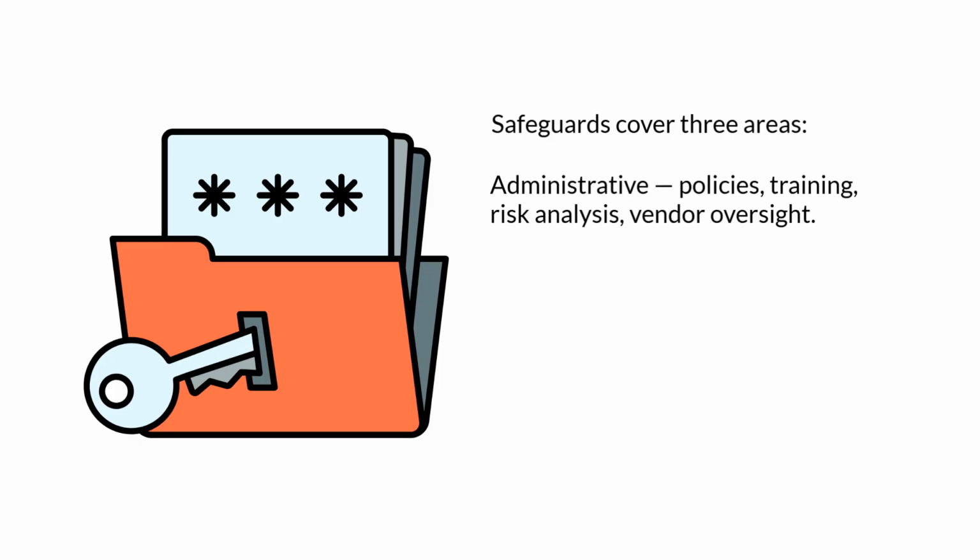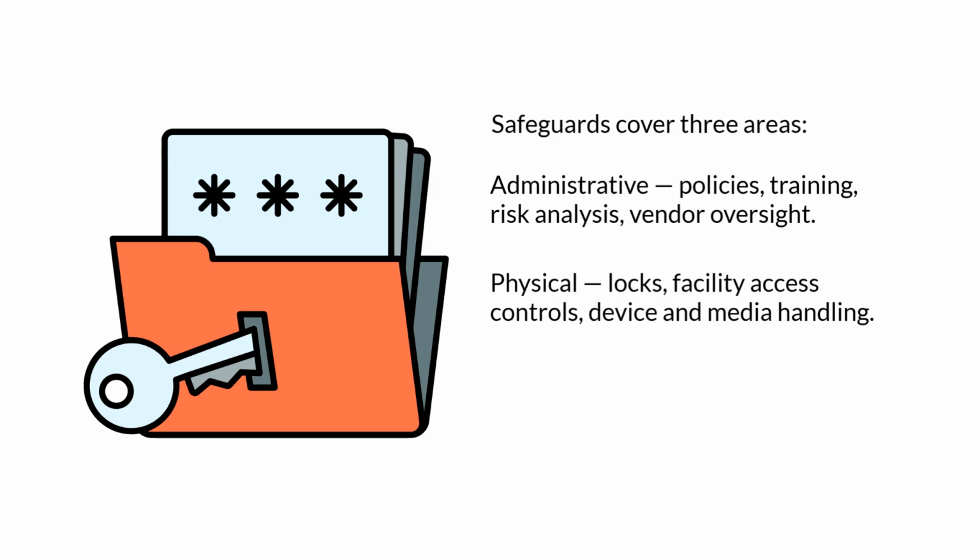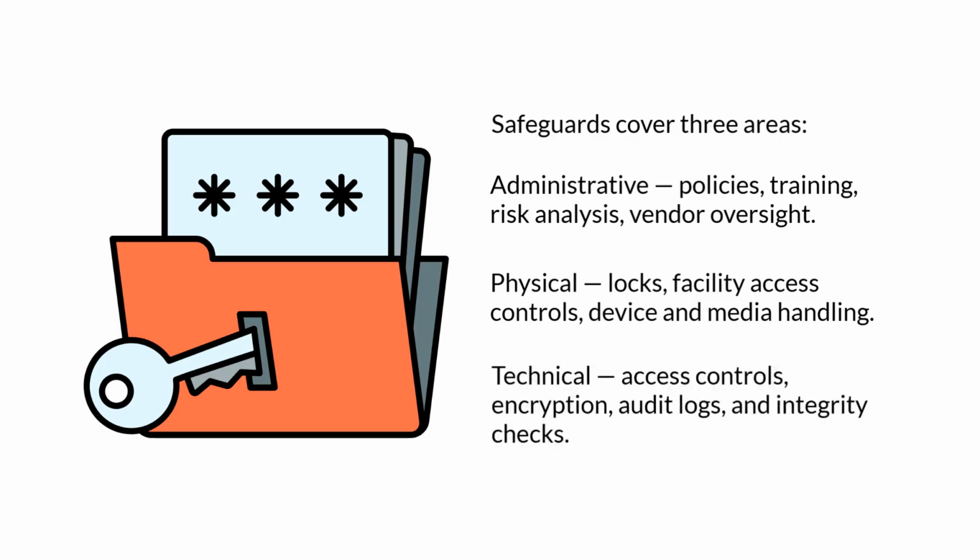1. Administrative. This includes policies, training, risk analysis, vendor oversight. 2. Physical, which includes locks, facility access controls, device and media handling. And 3. Technical. This includes access controls, encryption, audit logs, and integrity checks.